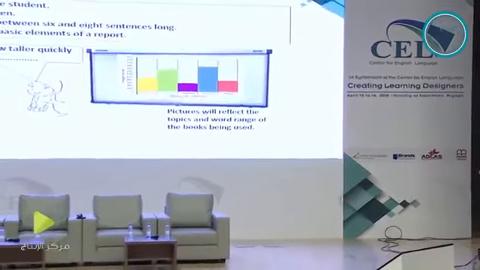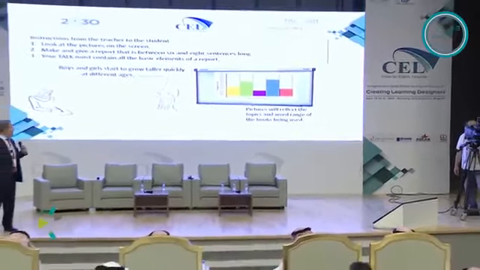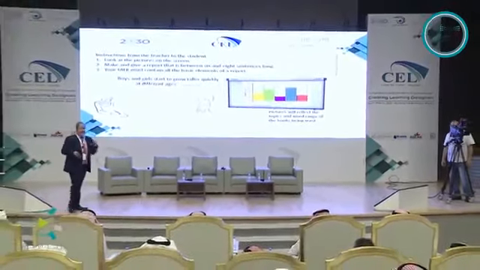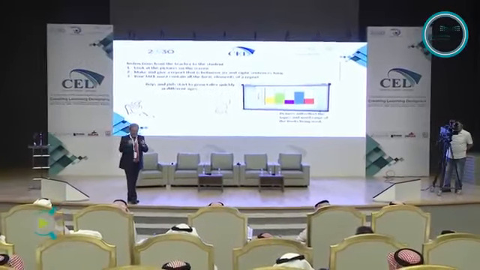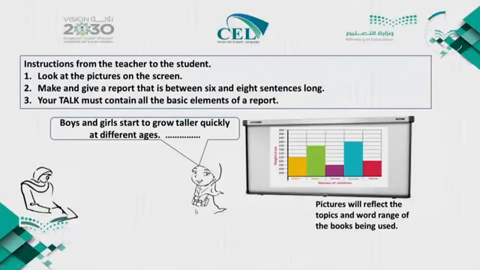Now, on the higher level, and this is the highest, we're going to give a diagram or a chart, depending on the level of the students, of course, and we're saying, look at the picture, make and give a report that is between 6 and 8 sentences. Those are criteria that we can change later. Look at the chart, and she starts: Boys and girls start to grow taller quickly at different ages. Is this pre-prepared or on the spot?